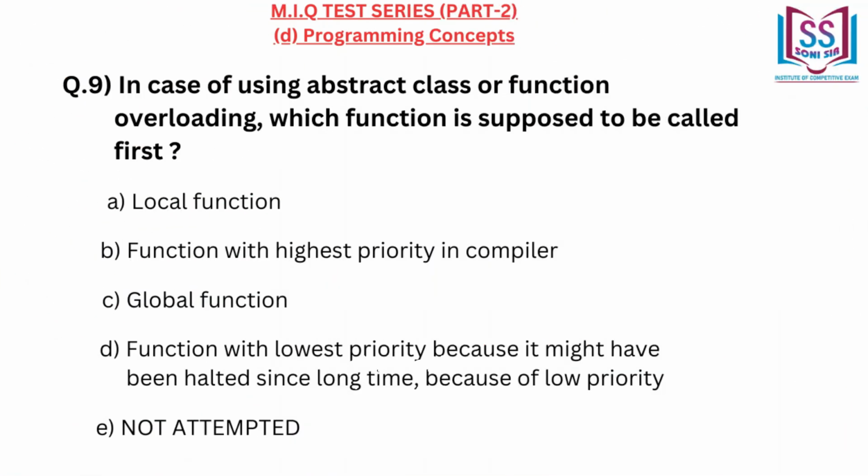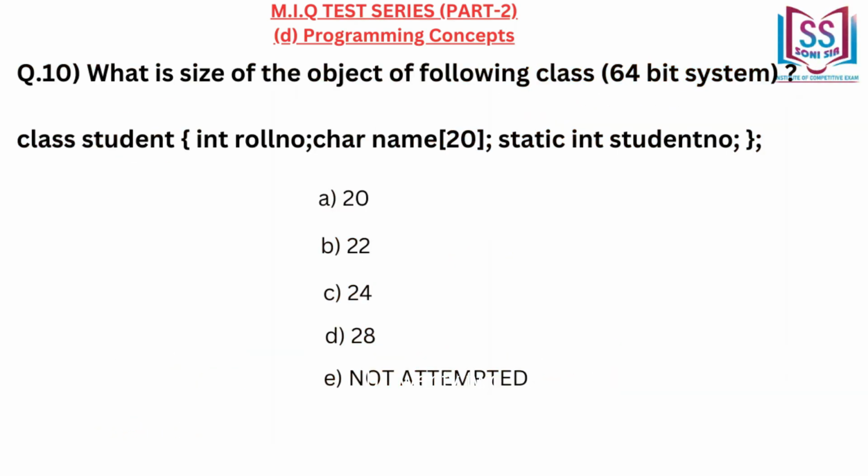In case of using abstract class or function overloading, which function is supposed to be called first? A. Local function. B. Function with highest priority in compiler. C. Global function. D. Function with lowest priority because it might have been halted since long time because of low priority.